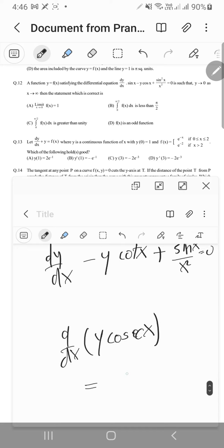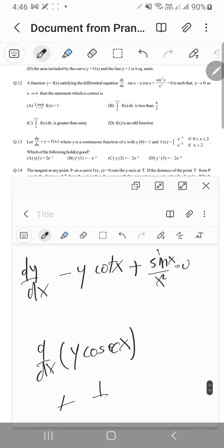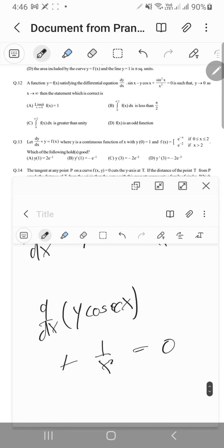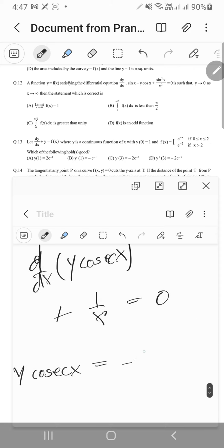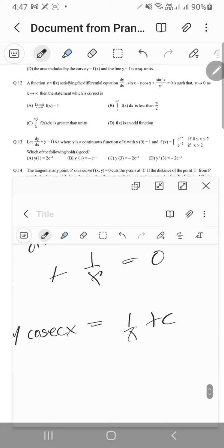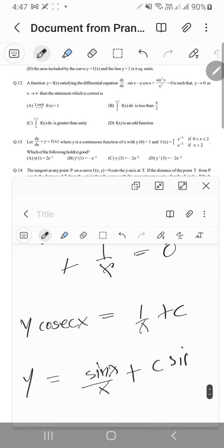It should be equal to, okay, plus, so cosec x sine x is just 1, so 1 upon x squared equal to 0. Yeah, that's nice. So it's going to be y cosec x plus equal to negative, yeah, it's just going to be 1 upon x plus c, of course. So y equal to sine x upon x plus c sine x.